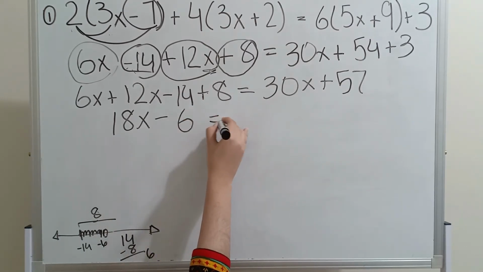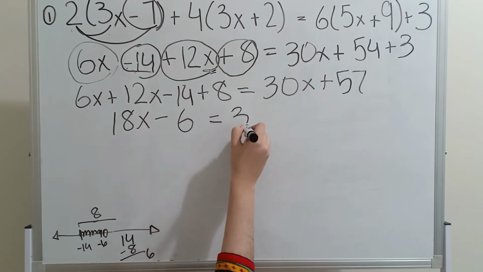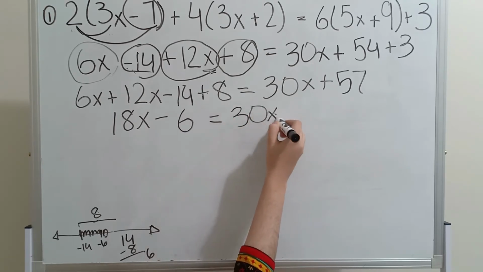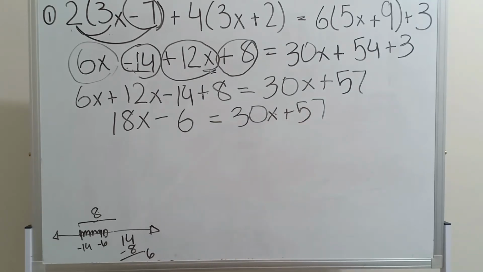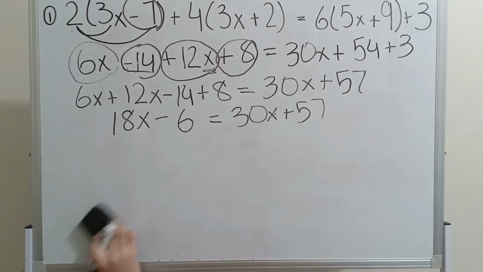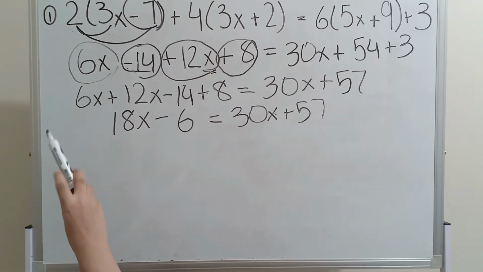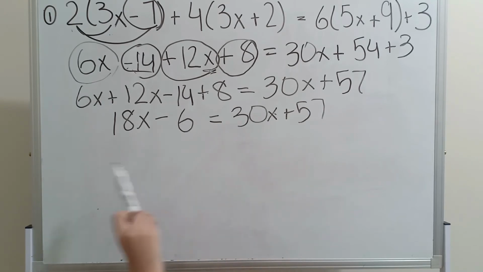Now we're going to rewrite the other side of the equation. 30x plus 57. Okay? So let's erase this. So we have 18x subtract 6 equals 30x plus 57. Now that's a way more simplified equation than the one we had in the first place, the one we had as a question.